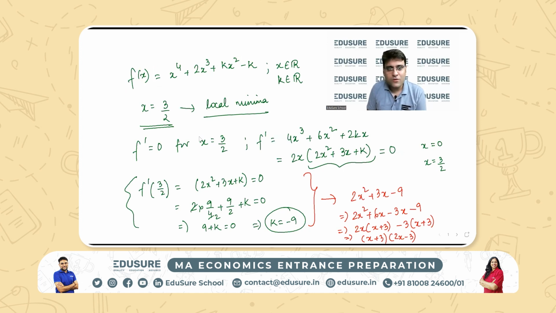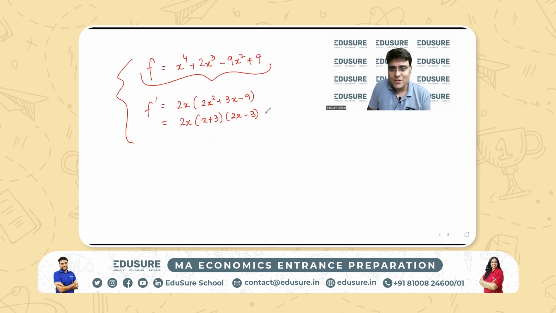F dash has to be equal to 0 for x is equal to 3 by 2. Now, 2x into this. So x is equal to 3 by 2 will come from middle term factorization of this part, 2x² plus 3x plus k. So this part has to be equal to 0 for x is equal to 3 by 2. So I'm just putting that here. I get the value of k. Put in the value of k and I get the other x value. So one of the roots I have got, x is equal to 3 by 2, but I have not yet got the other root. So for f dash is equal to 0, I get three values: x is equal to 0, x is equal to minus 3, and x is equal to 3 by 2.